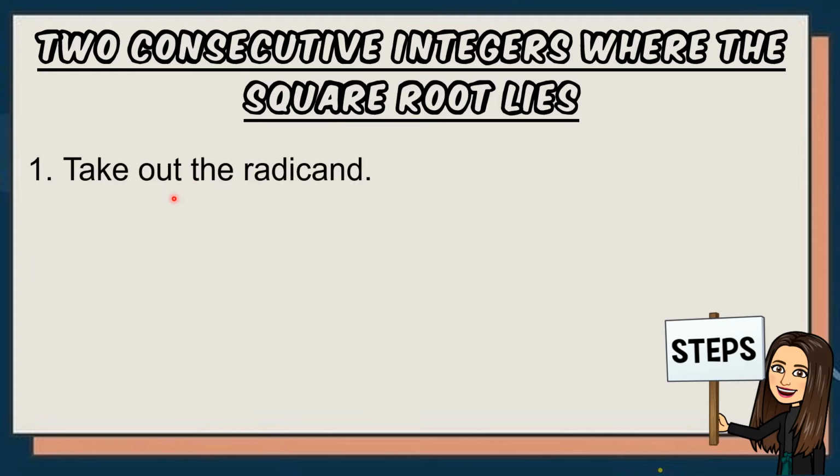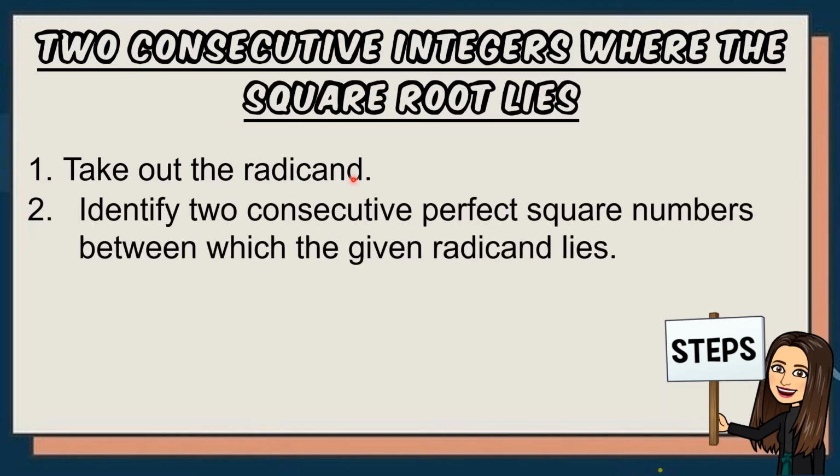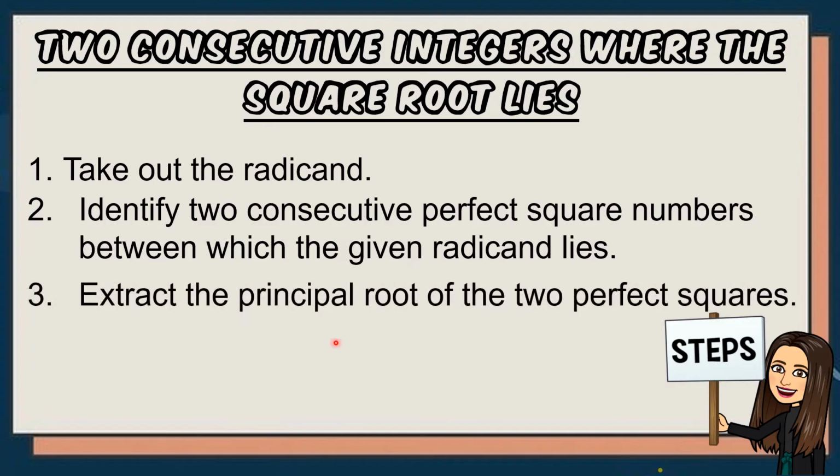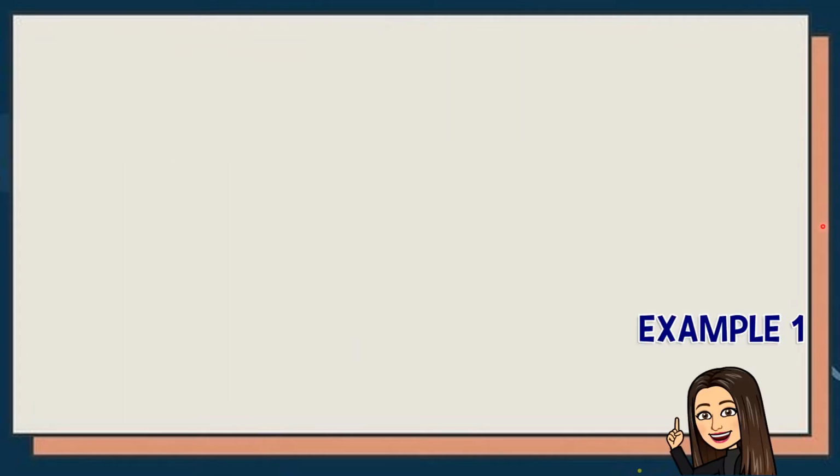We have to remove the radicand inside the radical sign. Step number 2, you have to identify the two consecutive perfect square numbers between which the given radicand lies. Then we have to extract the principal root of the two perfect squares. Then lastly, we have to finalize our final solution.